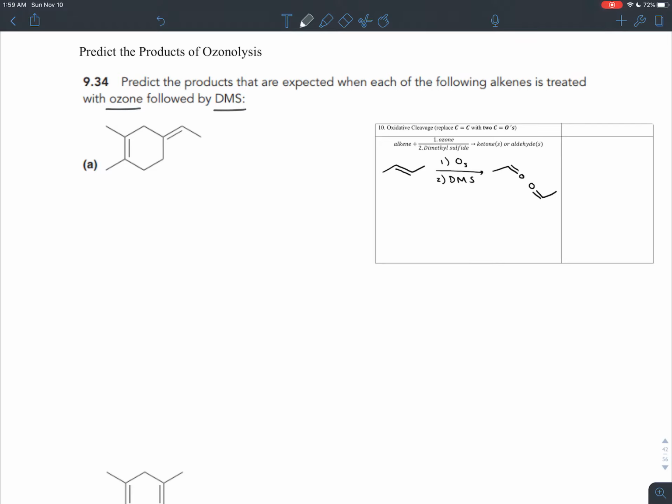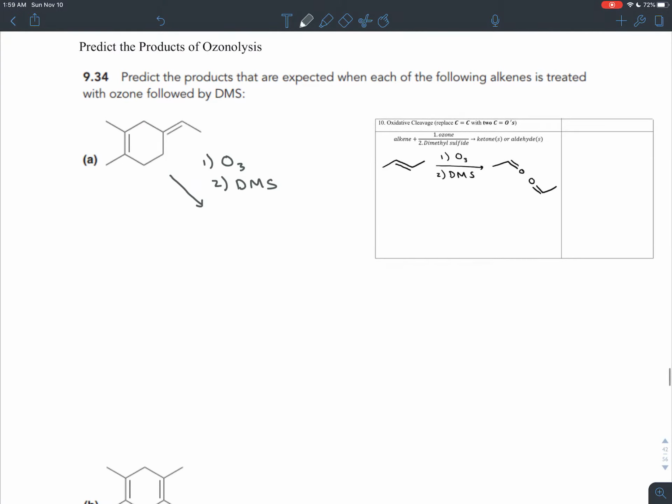that's O3, followed by dimethyl sulfide, which accepts that third oxygen. The other two are going to be added to the molecule. So we're treating this first with ozone, and then in a separate step, DMS.